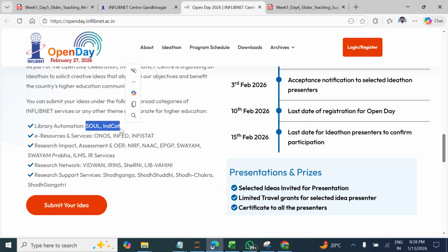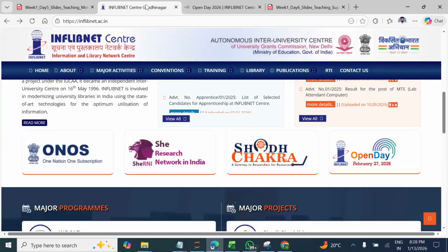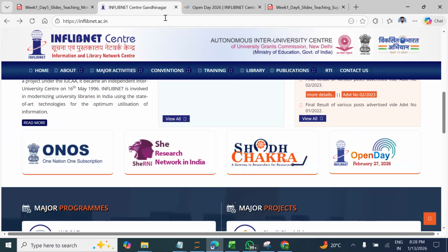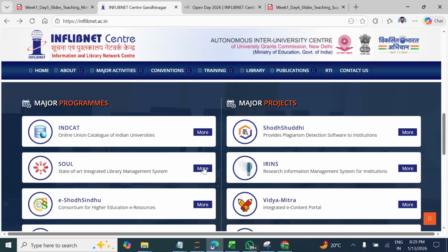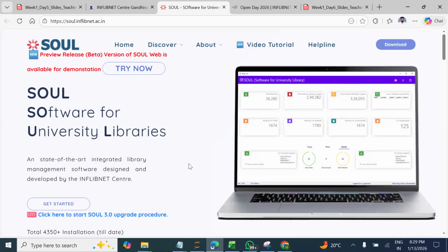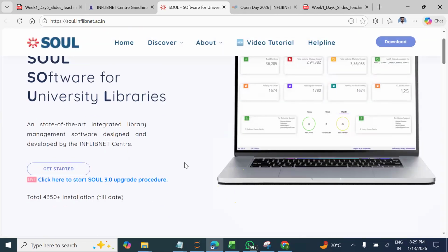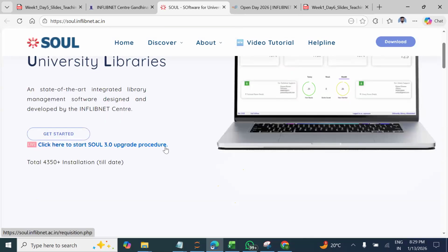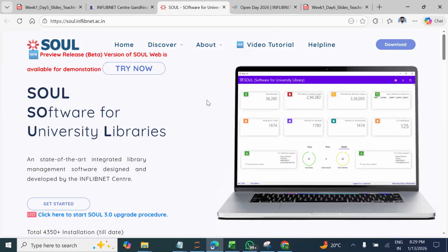Now suppose for example you want to know what is SOUL. You can go over here and read more about it. So basically, SOUL is a software for university libraries, a state of the art integrated library management software designed and developed by the INFLIBNET Centre. So you can say this is a library software for university libraries, SOUL.